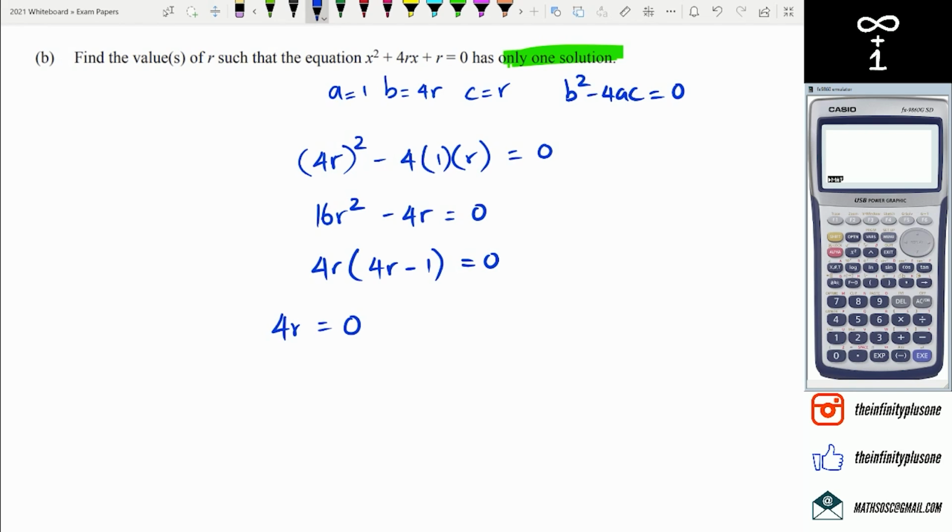So 4R equals 0, or 4R minus 1 is equal to 0. So your first solution is R is equal to 0, and your second solution is 4R equals 1, so R is equal to a quarter. So once again, guys, you need both of these answers to get an achieved for this question.